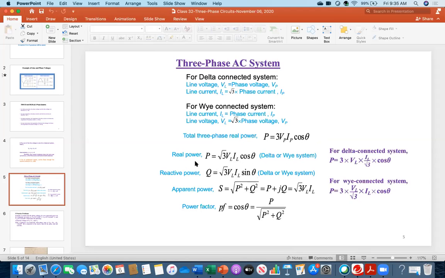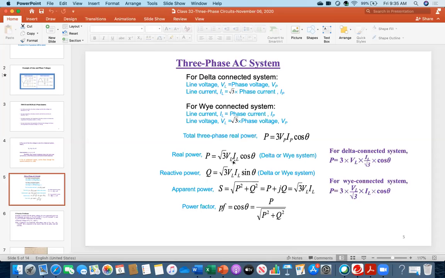What I have written: real power P equals root 3 VL IL cosine theta. And then in parentheses, I have written delta or Y system. This means this equation is applicable for both delta and Y systems. And I have written reactive power Q equals root 3 VL IL sine theta.